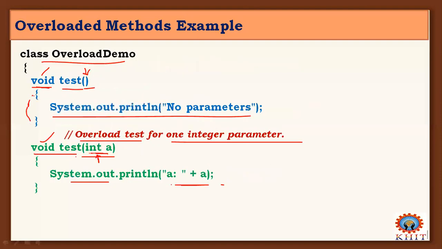Understood? These are the four different methods defined in the overload demo class, and these methods are defined with the same name, following the rules and regulations of the overloading concept of object oriented programming.